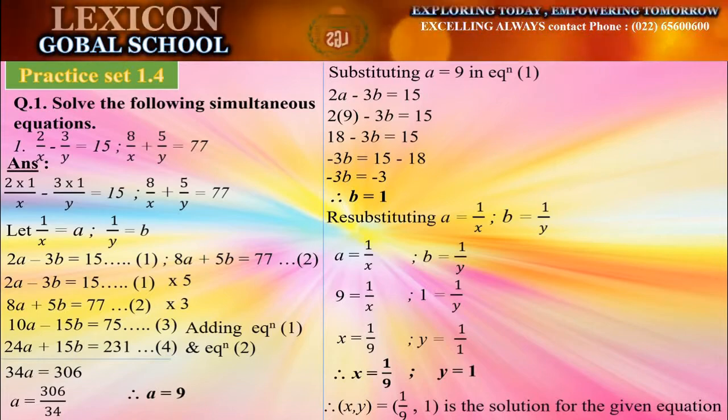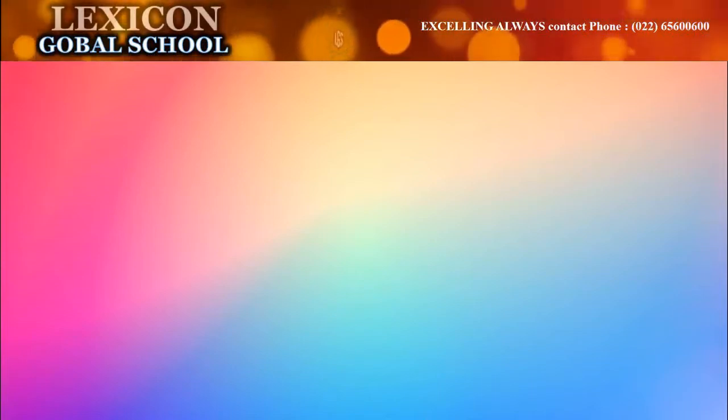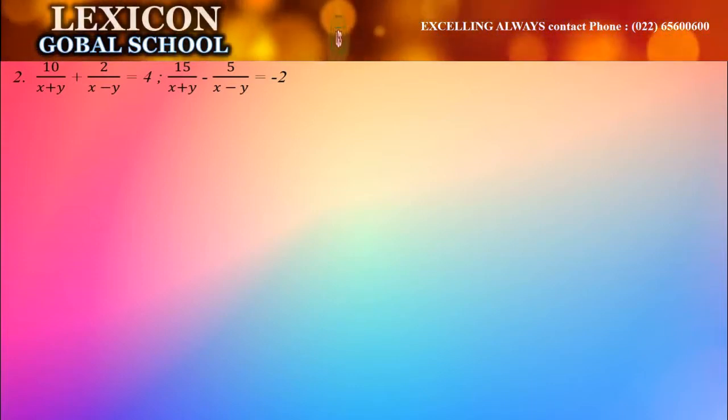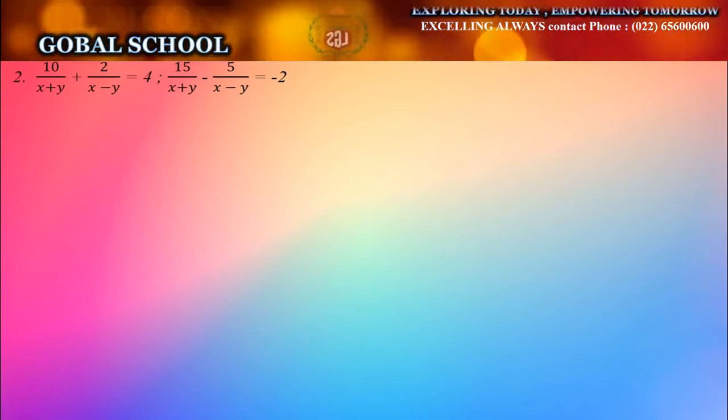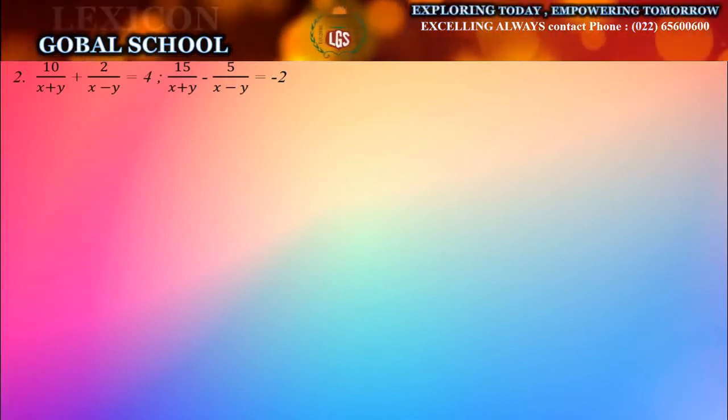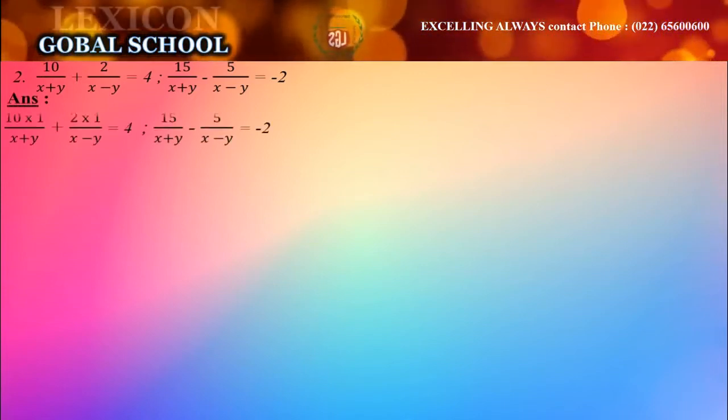Let us understand this by solving our sum number 2. Your question for sum number 2 is 10 upon x plus y plus 2 upon x minus y is equal to 4, 15 upon x plus y minus 5 upon x minus y is equal to minus 2. Now, we are going to substitute this.